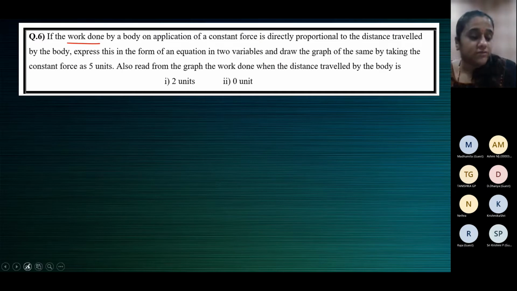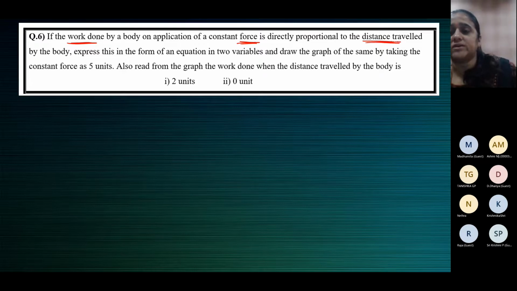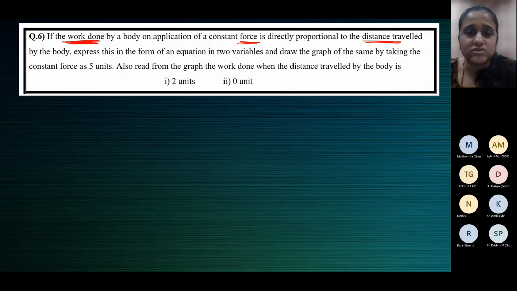So I was telling you here the terms are work done, force, and displacement or distance traveled. Okay, so if the work done by a body on application of a constant force is directly proportional to the distance traveled by the body, express this in the form of a linear equation in two variables and draw the graph of the same by taking the constant force as 5 units. Also read from the graph the work done when the distance traveled by the body is 2 units, 0 unit. So the three quantities here are work done, constant force, distance traveled.